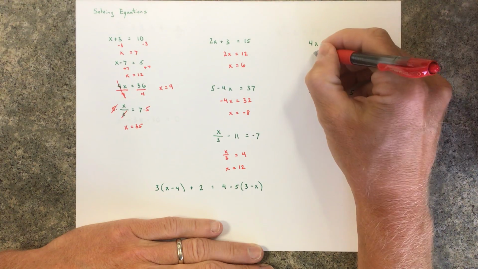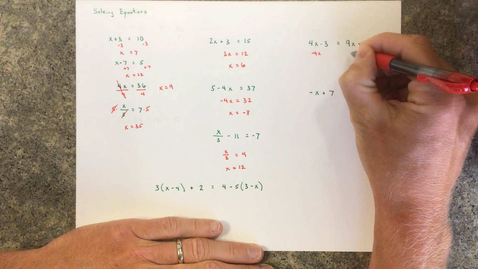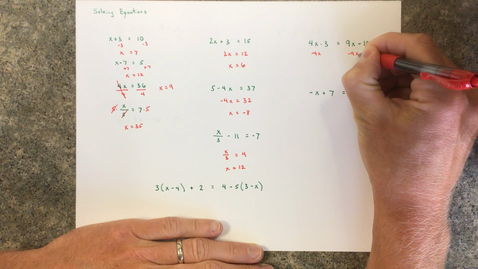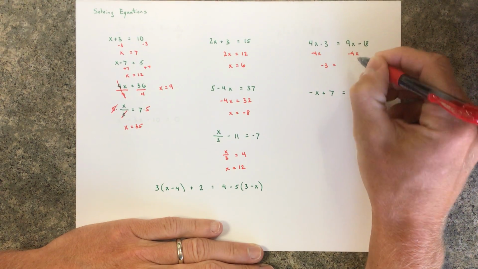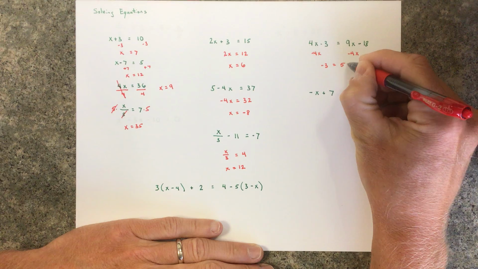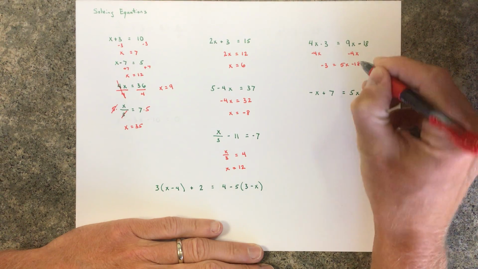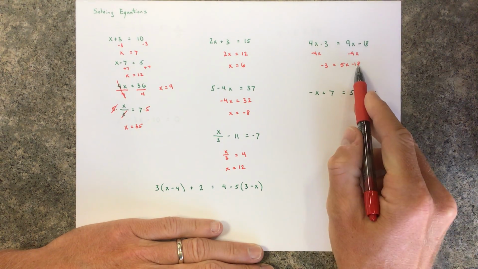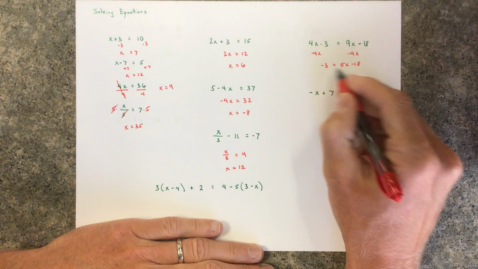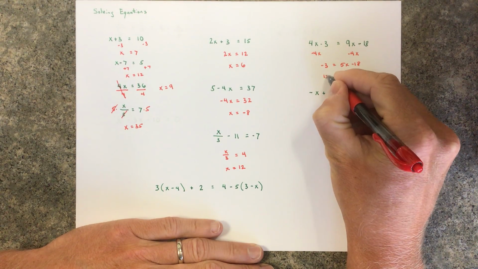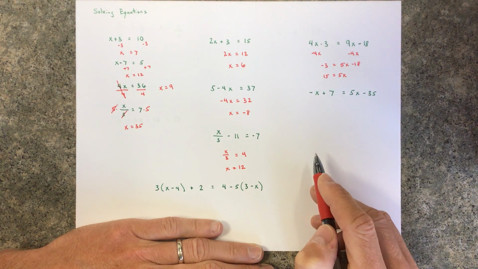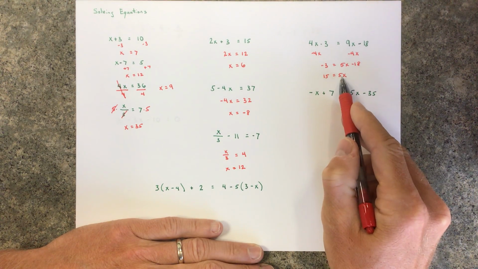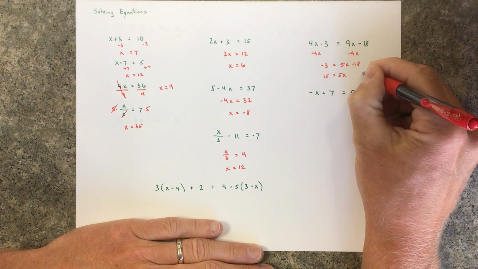Okay, I'm going to show you this one with some work. I'm going to subtract 4x from both sides, and then the next line would be negative 3. 9x minus 4x is 5x, and I didn't really do anything to the numbers. Now I'm going to add 18, so I'm going to move the 18 over here. Negative 3 plus 18 is positive 15. And now I'm going to divide by 5, because this is 5x, this is multiplying, and so I'm going to divide and get x equals 3.